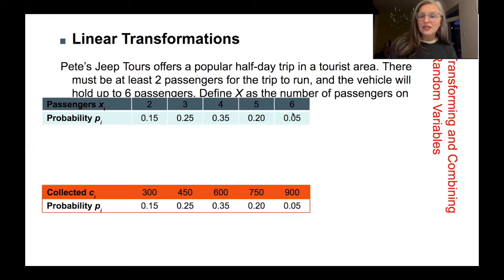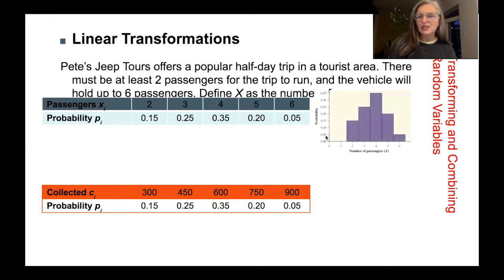And we could graph this as a histogram. It would look something like this, right? So the probability of 2, 3, 4, 5 looks approximately symmetric. Looks like the mean is around 4. Looks like it's got a range of 6 minus 2, which is 4. If we were asked to describe the distribution, right? Remember, we've got context, center, anything unusual, shape, approximately normal, spread, that kind of thing. Okay.